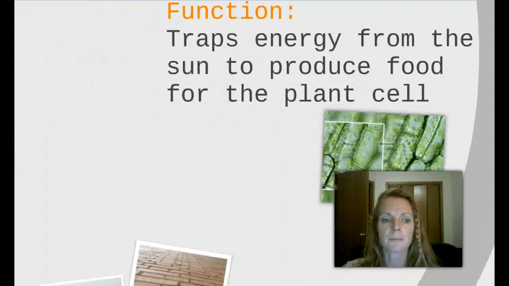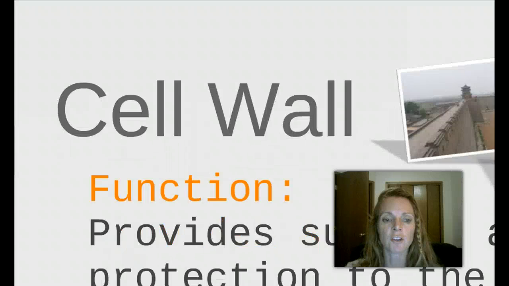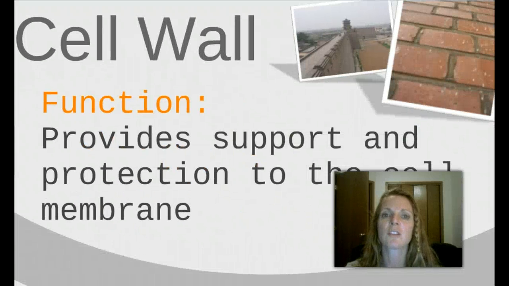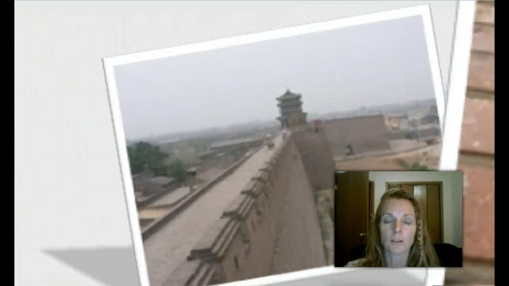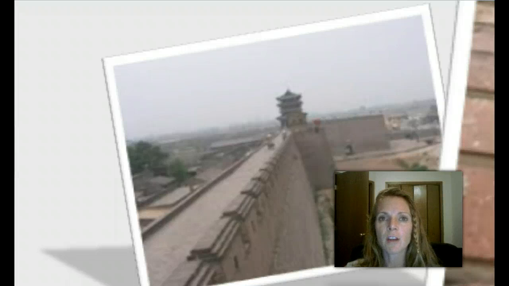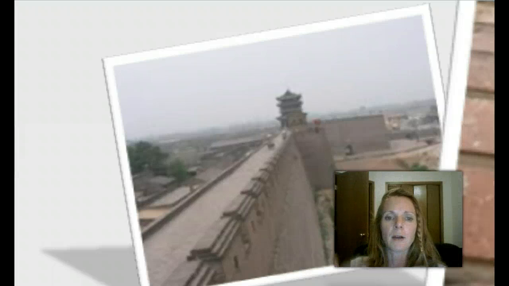Again, only in plants. And the last thing is a cell wall. Now remember, plant and animal cells have cell membranes, but only plants have a cell wall. Function: provides support and protection to the cell membrane. So you need, again, that rigidity. So look at this crazy cell wall. Not cell wall, sorry, a wall. But obviously for protection. Now our cell membrane is for protection as well, but ultimately a plant, those cells really need that protection from, you know, the outside environment.